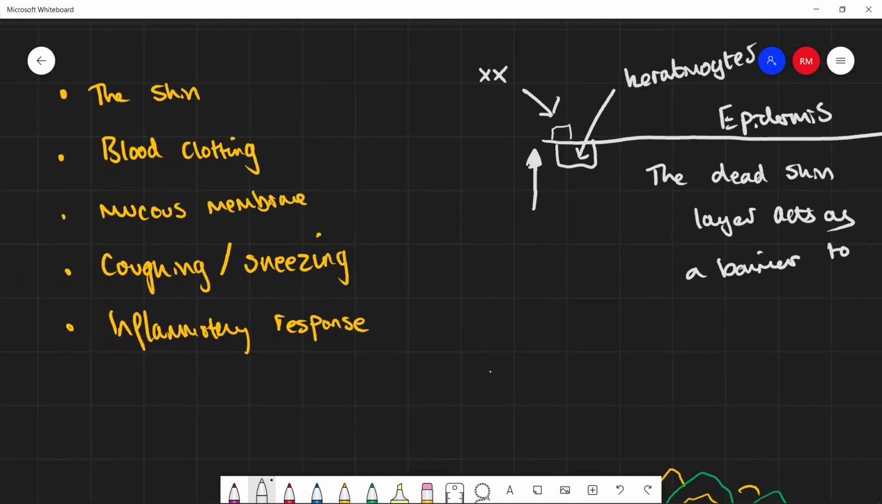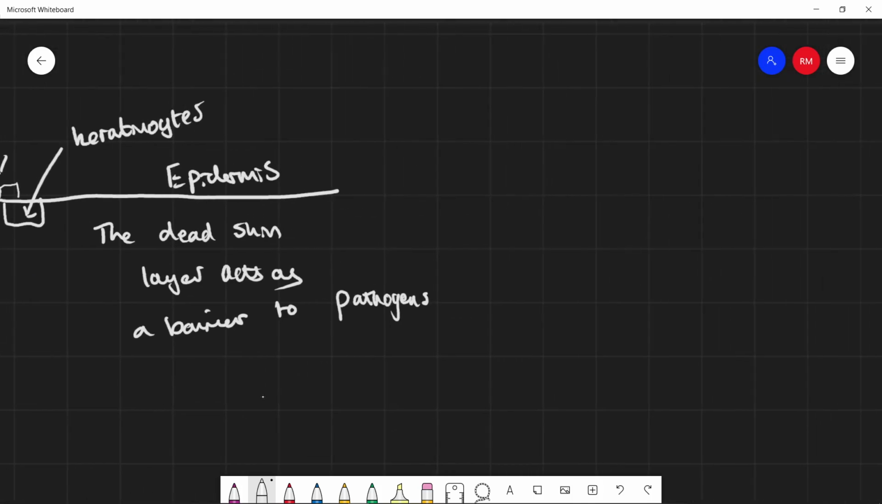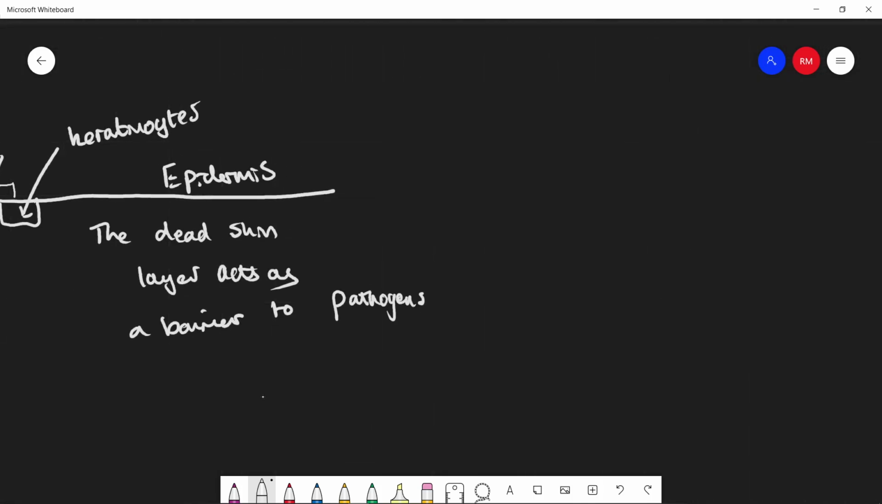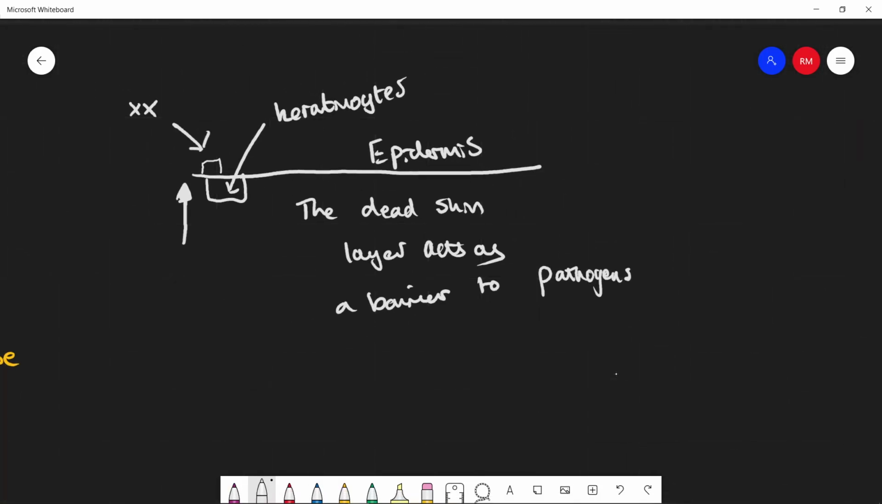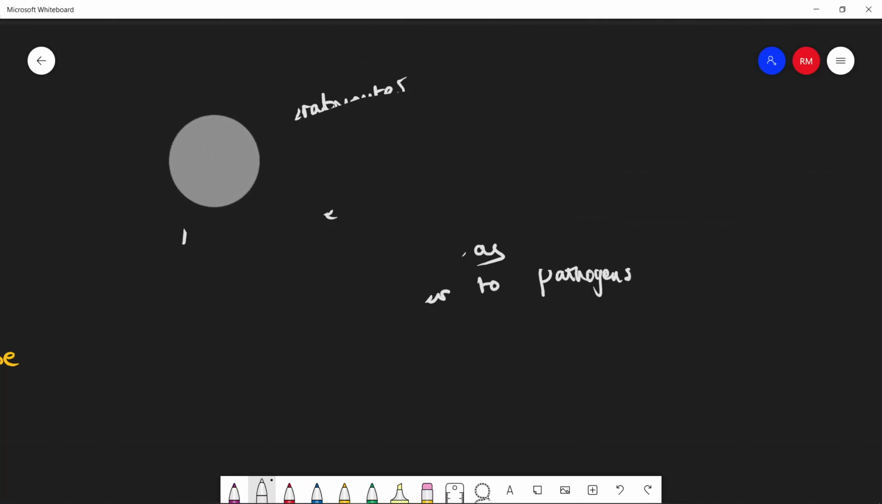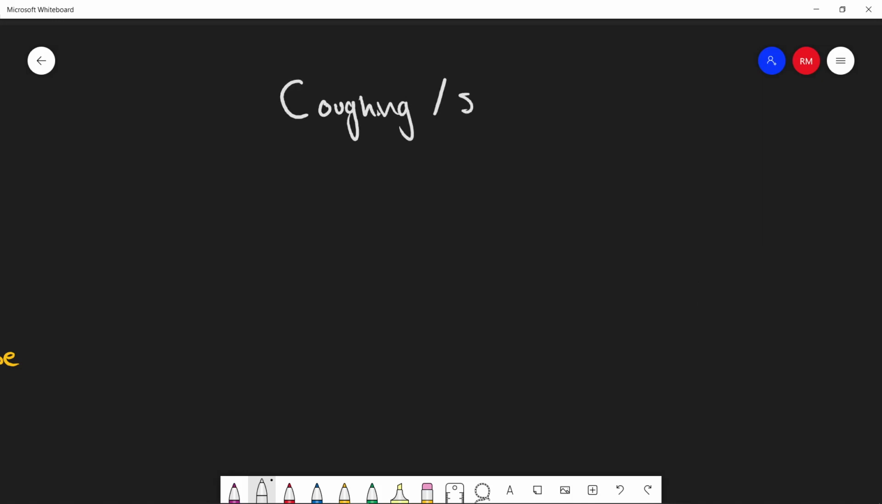This is probably one of the easier ones to understand. The next one I'm going to cover is probably coughing and sneezing, because this is probably the second easiest part to understand. Sneezing.